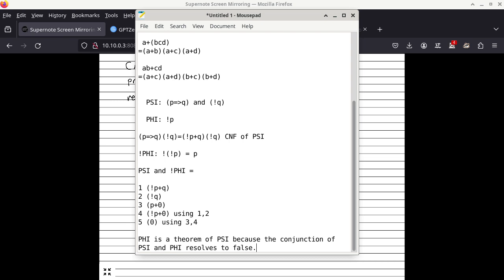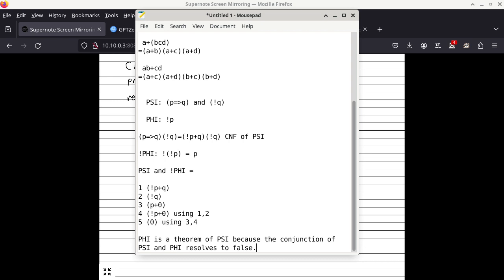Whereas on Monday, I gave you an example where it does not resolve. Well, it doesn't resolve to zero. It resolves to a bunch of stuff, but zero was not one of them. It hit a dead end. So are we doing okay so far?